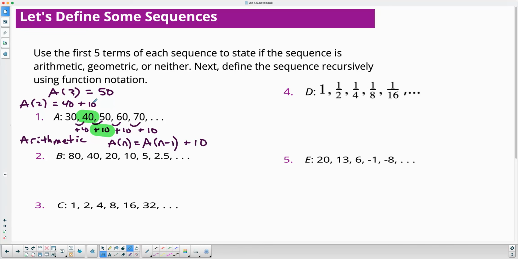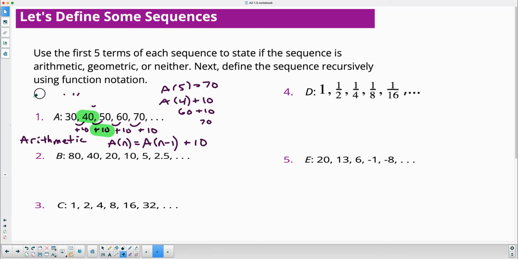And so let's go to the fifth term. What's the fifth term? The fifth term is 70. Well, how'd you get to 70? Well, you took the previous term and you added 10. The fourth term was 60, so it was really 60 plus 10. That's how I got to the 70. All right. So let me erase some of that there.